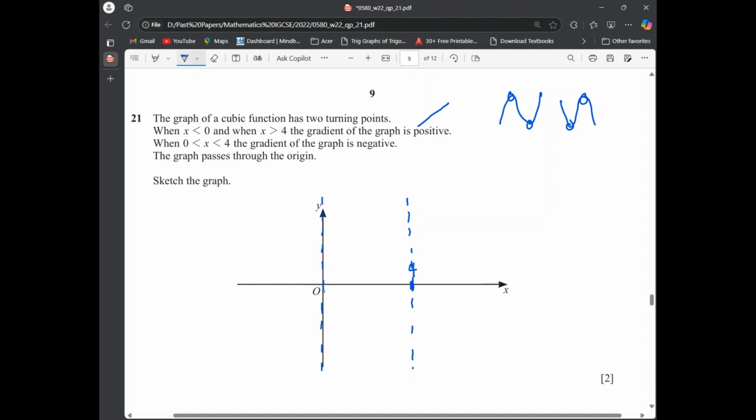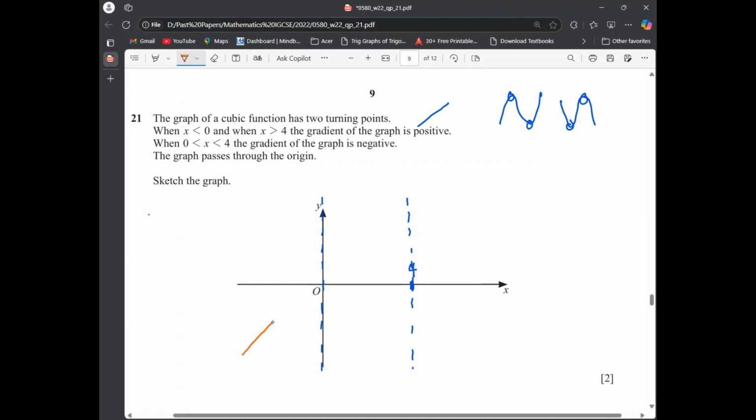Now, on the other side of 4, the gradient is increasing. On the other side of 0, the gradient is decreasing. Is increasing, sorry. On the left-hand side of 0, the gradient is positive. On the right-hand side of 4, the gradient is also positive. When x is between 0 and 4, the gradient of the graph is negative. Aha, that concludes our statement there, or that concludes our investigation.